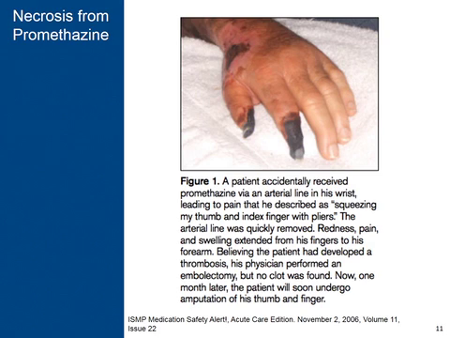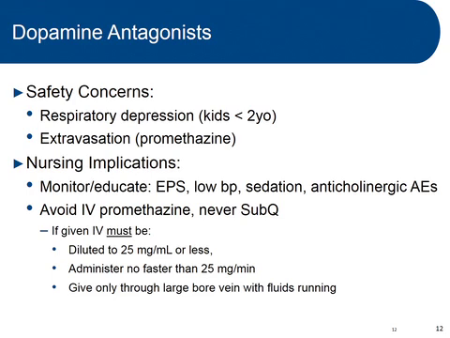But we also don't give this drug into small veins because the risk of extravasation and complications from extravasation is higher. So this particular patient, again, is going to have amputation of his thumb and finger. So some safety concerns, I've already mentioned these, but let me reiterate them. Specifically with promethazine, respiratory depression in kids under 2.